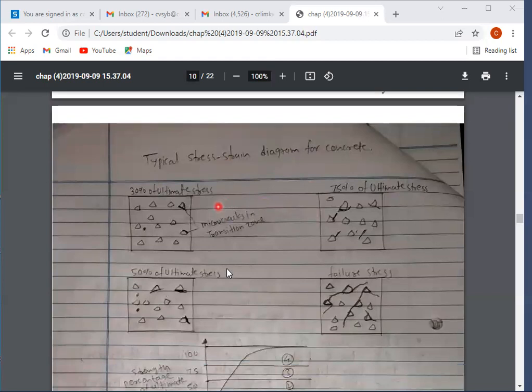Okay, now just see the first diagram, the pointer which I am scrolling.